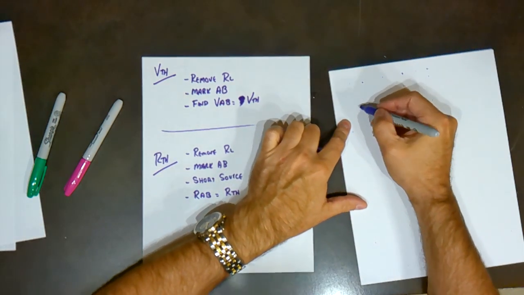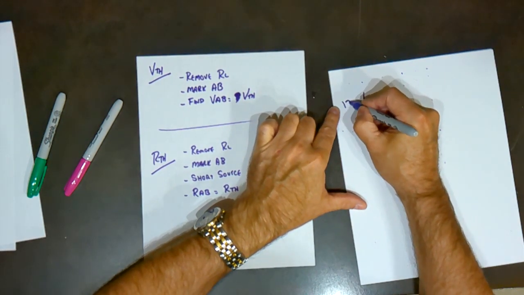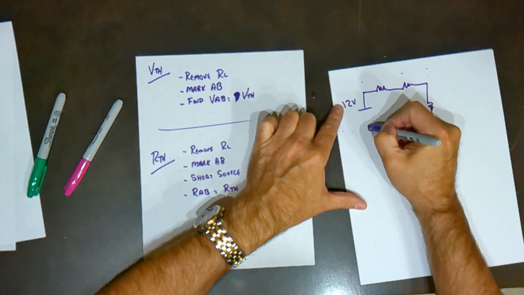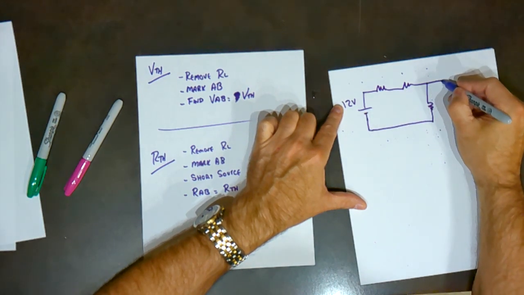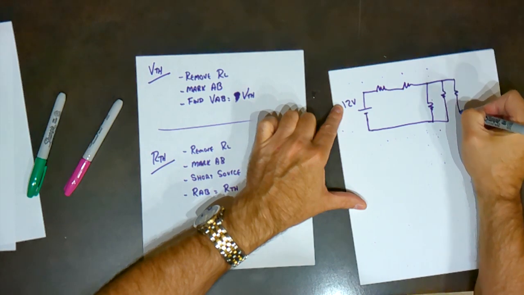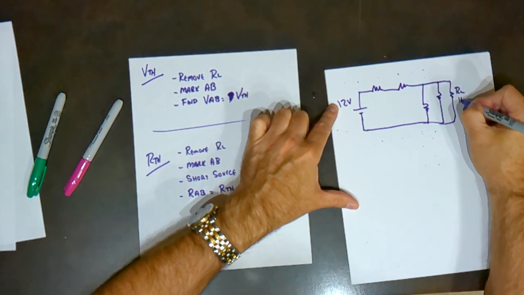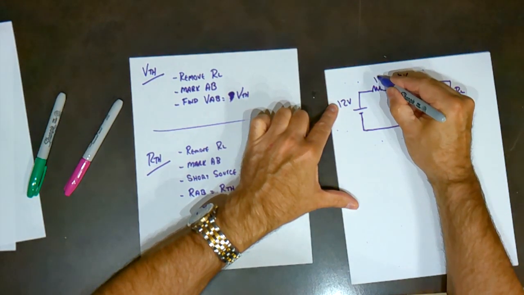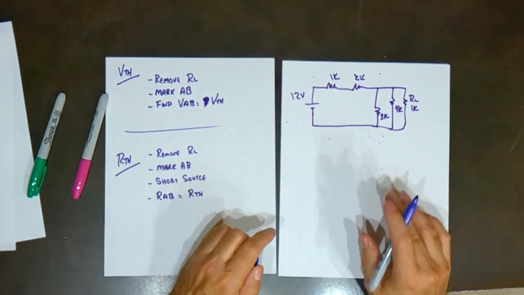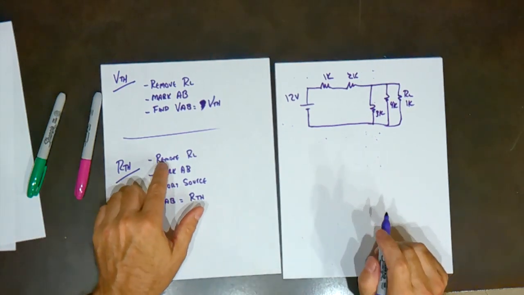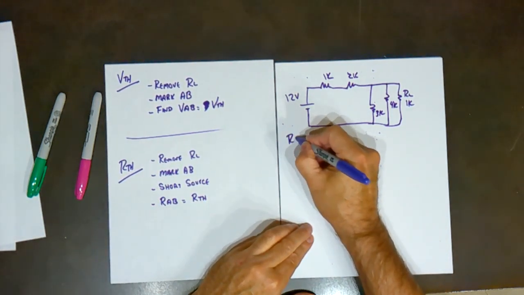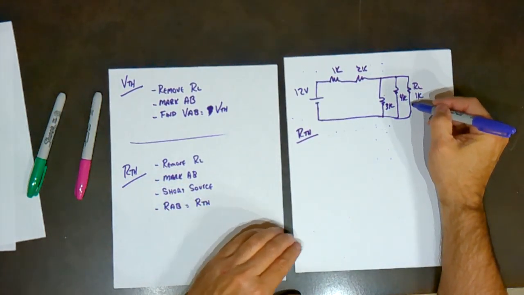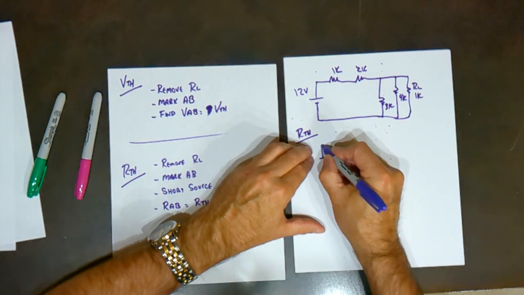So if we take the same circuit, so it was 12 volts. Here's RL at 1K, 4K, 3K, 2K, 1K. So there's the same circuit. We go back to the beginning, and now we're going to calculate R Thevenin. So first thing we're going to do is we're going to remove the load, mark it AB. So here's the circuit.